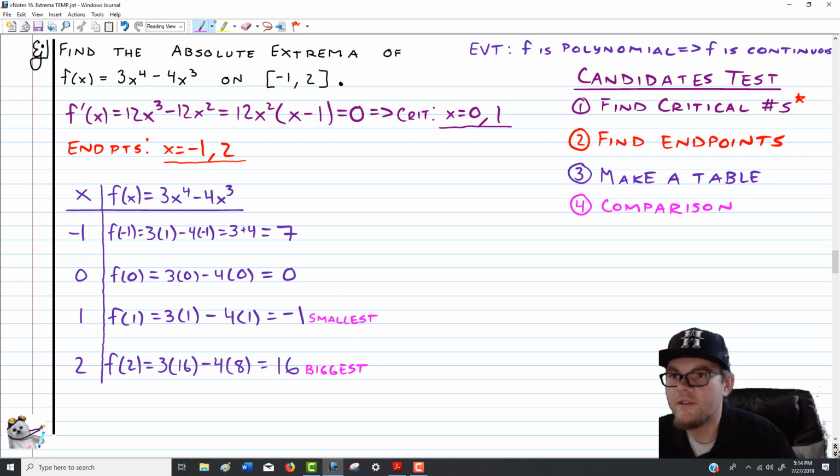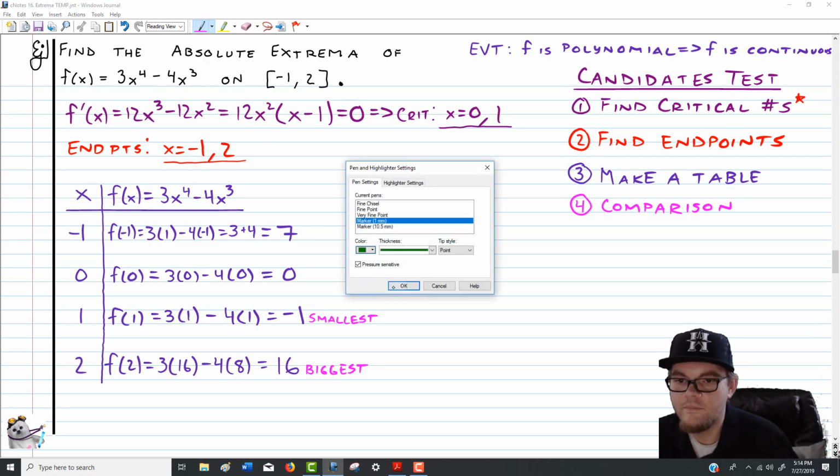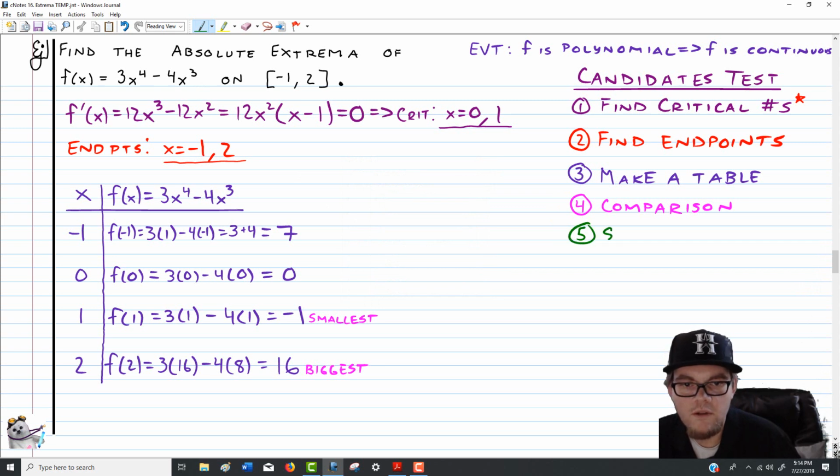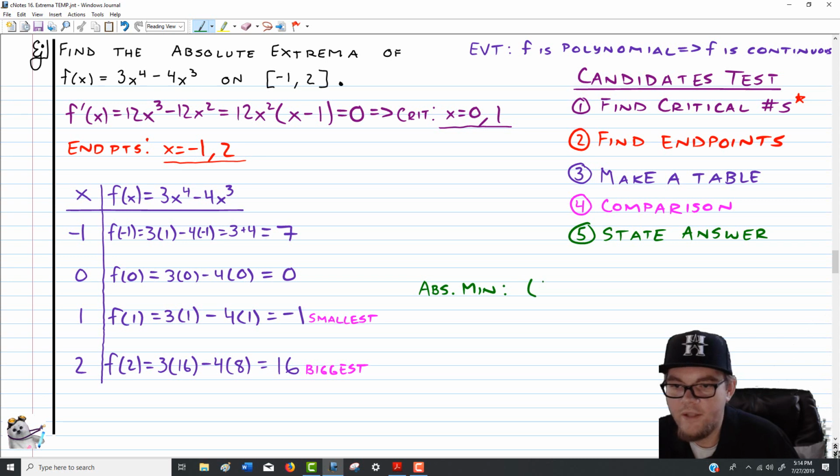So from there, we've made our comparison, so all that's left is to actually state it. Communicate your answer. If it said find the absolute maximum value, we'd need to state the y value. If it said the x coordinate of, we'd do that. In our case, it doesn't say anything, so we're just going to point out that our global or absolute minimum is going to be the point (1, -1), and our global or absolute maximum is going to be the point (2, 16).